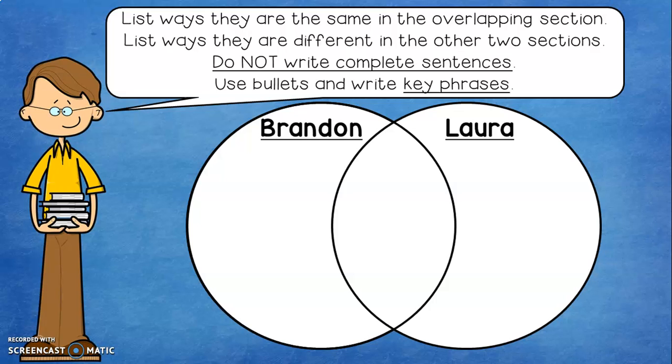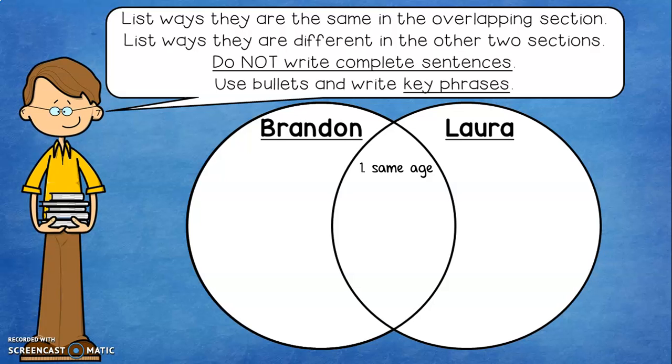In the overlapping section in the middle, that's where we list how they are the same. We list how they are different in the other two sections. When you're writing on a Venn diagram, you do not need to write in complete sentences. You can use bullet points or write key important phrases, but you don't have to have long sentences.